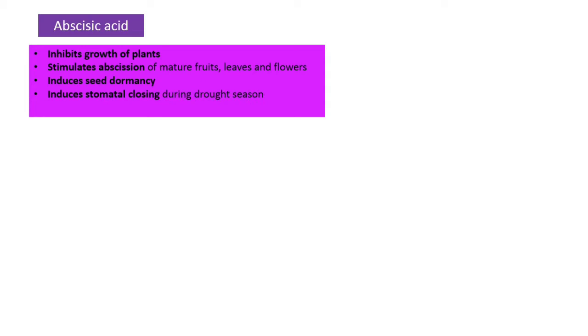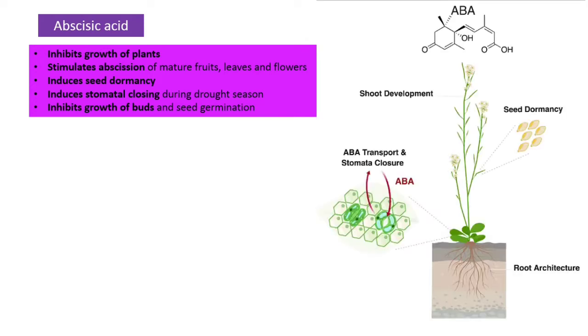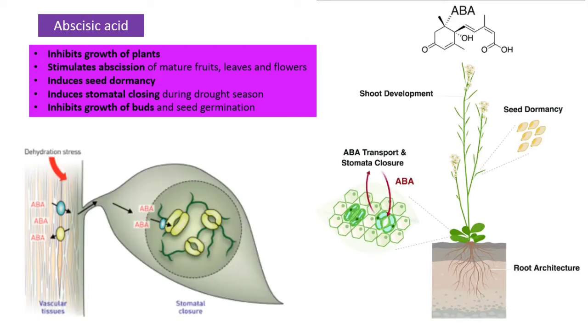Abscisic acid inhibits growth of plant, stimulates abscission of matured fruit, leaf and flower, induces seed dormancy, induces stomatal closing during drought season, and inhibits growth of buds and seed germination. So abscisic acid is used for the plant to abscission. Abscission means pengguguran daun. So it induces seed dormancy and stomatal closing, especially during the drought season.